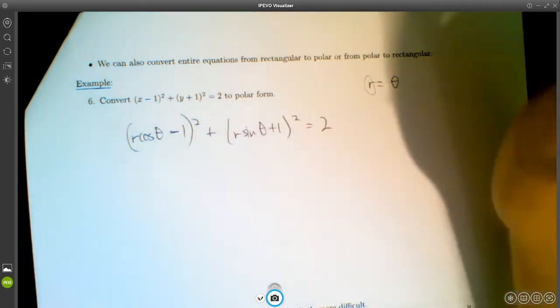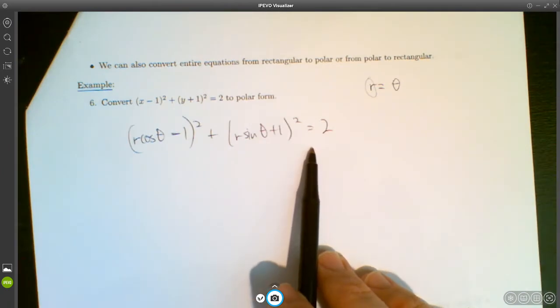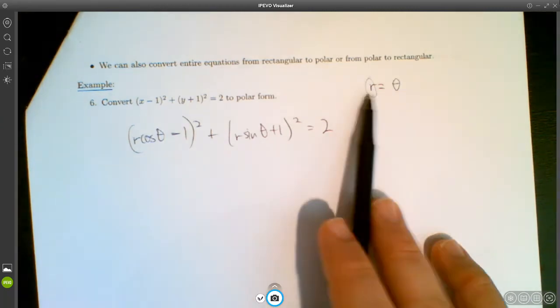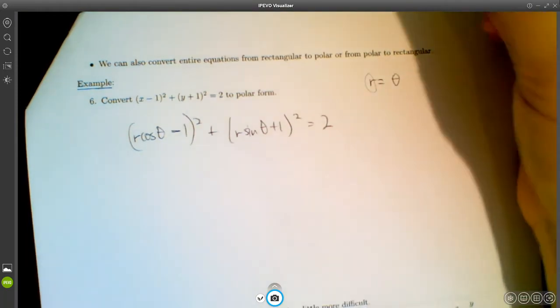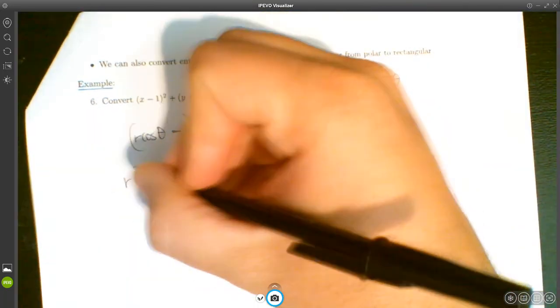But before I do that, let me just point out that what we have here is already in polar form, right? This is in polar form now, so our work is done. What I'm going to do from this point on is just simplify. I'm just going to try to solve for r if I can. So let's see, if I square this first group, I'm going to get r squared cosine squared theta.